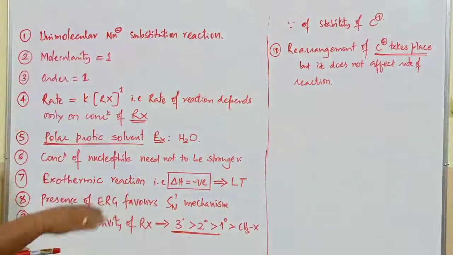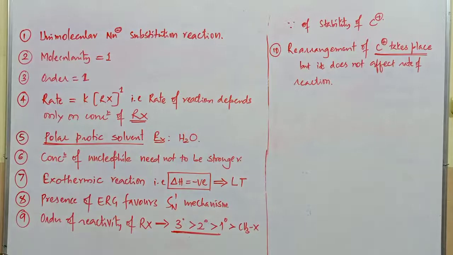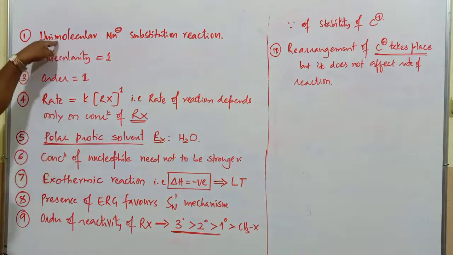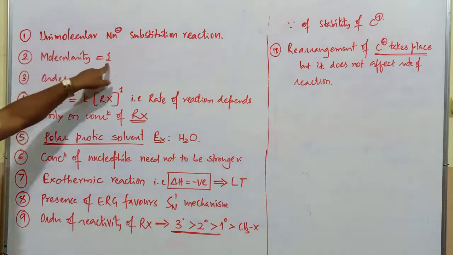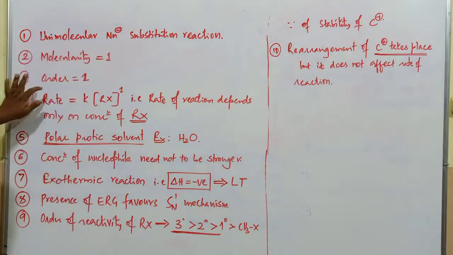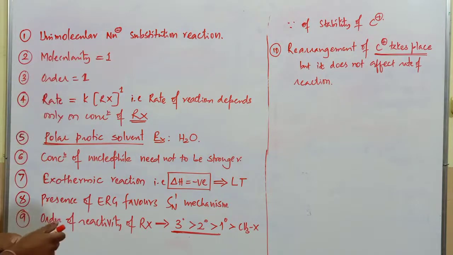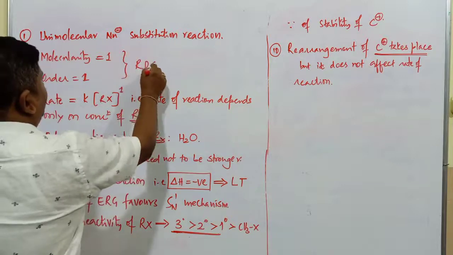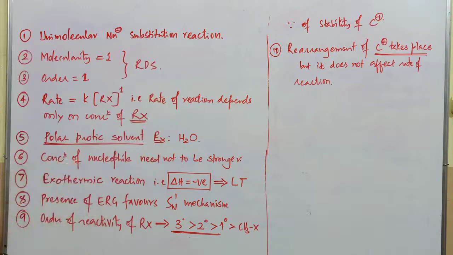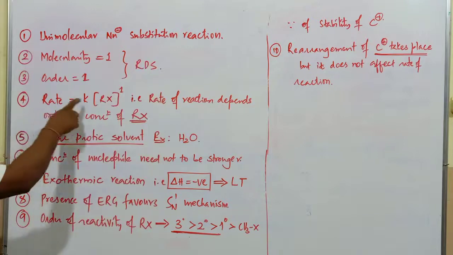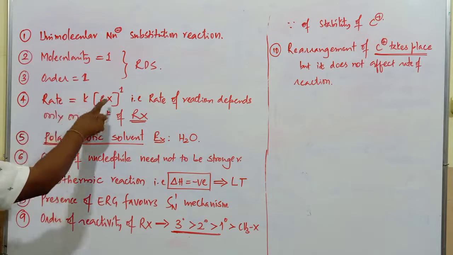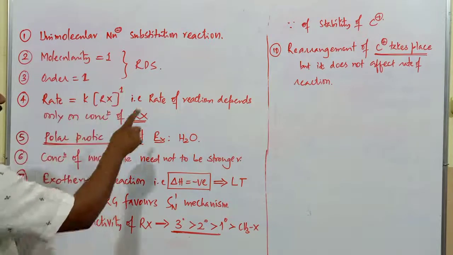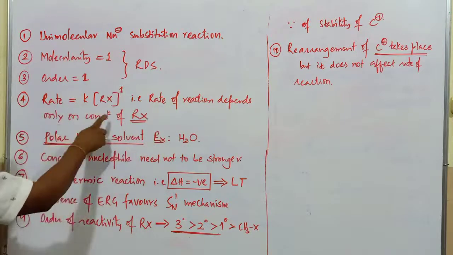So these are some important points related to this SN1 mechanism. Once again, very quickly, it is a unimolecular nucleophilic substitution reaction. Molecularity is equal to only one because there is only one alkyl halide. In the slow step, here I will mention the slow step or RDS for these two steps. RDS is going to be considered. Order of this reaction is also equal to 1, and the kinetic part of this: rate is equal to k into [RX] to the power of 1, because the rate of reaction depends only on the concentration of alkyl halide.